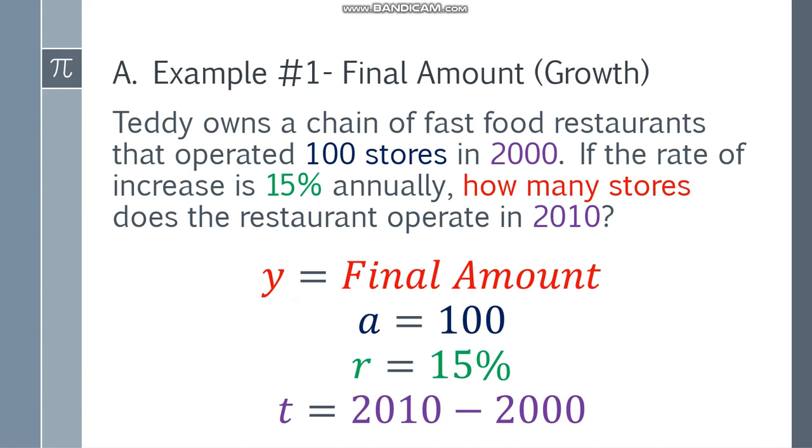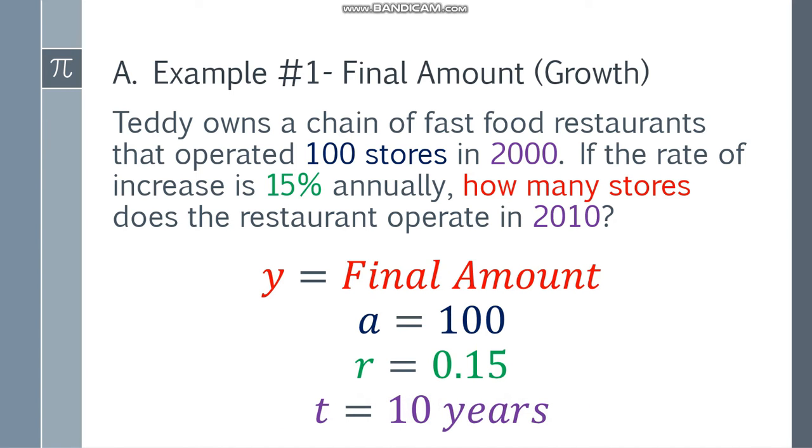So y is equal to the final amount, a is equal to 100, r is equal to 15%, t will be 2010 minus 2000. So let's change the percent to decimal form. That will be 0.15. Again, a is 100 because it started around 100 stores in 2000. The final amount, of course, will be the future. Moving on, time will be just subtract it, 2010 minus 2000. That will be 10 years. Okay, next one.